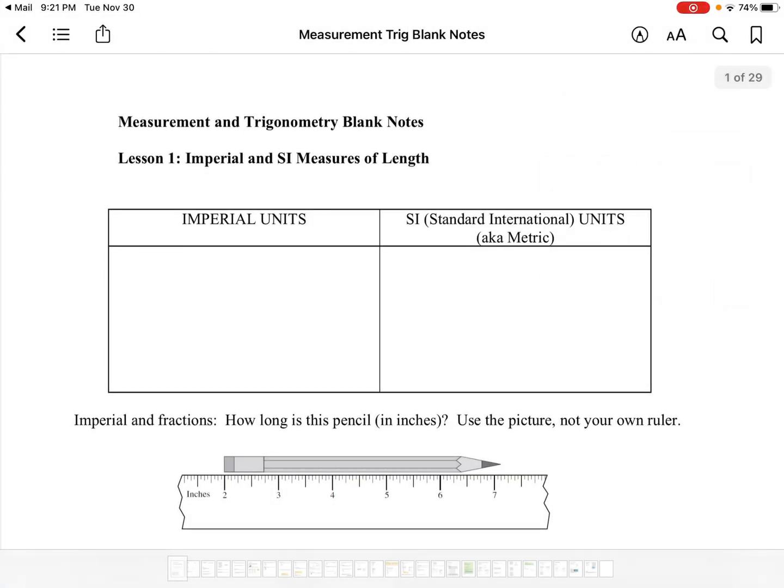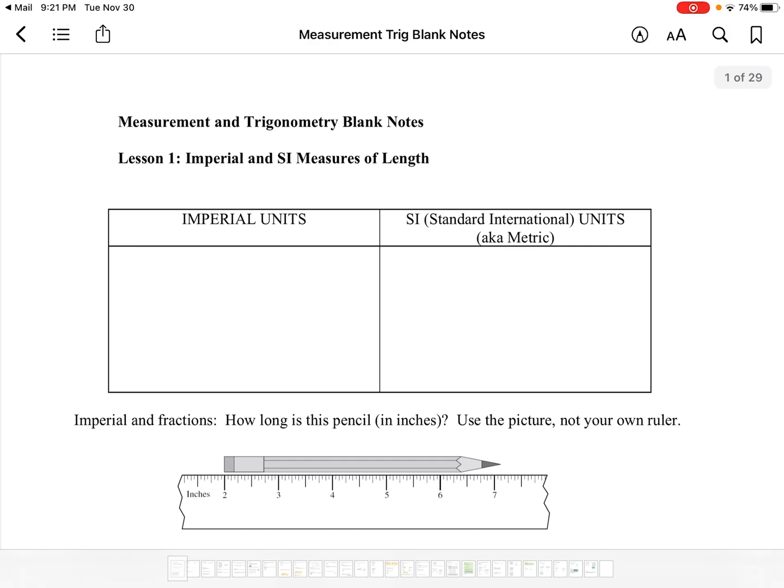Hi everyone. We are starting a new unit today on measurement and trigonometry, and we're going to divide this unit into two parts. We'll focus first on measurement, where we'll look at various units of length using different measurement systems, how we convert units of length, and how we convert units of area and volume. Then we will also look at surface area and volume. That will be the first part. And in the second part, we're going to learn all about trigonometry.